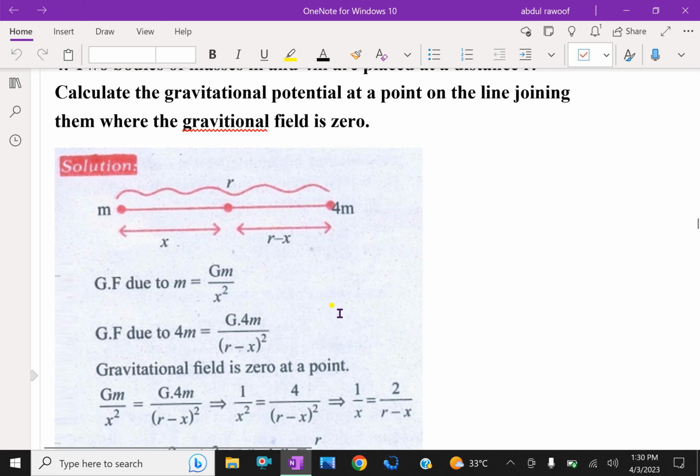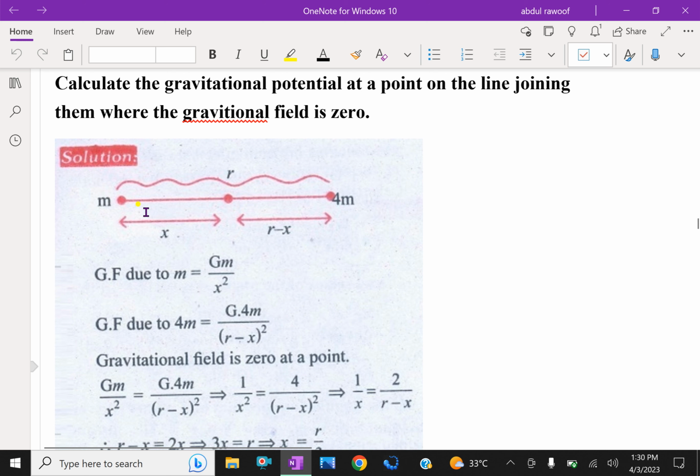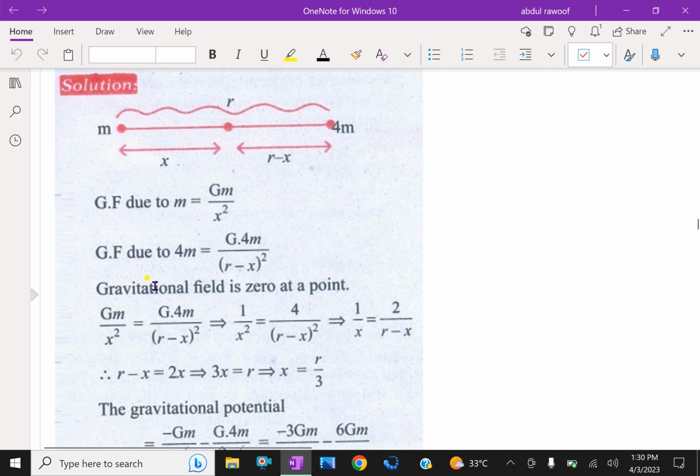Therefore, the gravitational force due to m is Gm by x square, gravitational constant into the mass of the first object divided by the distance square. Gravitational force due to 4m is G into 4m over r minus x whole square. The gravitational field is 0 at the given point, therefore both gravitational forces are equal. Means Gm by x square equals G into 4m over r minus x whole square. Canceling the equal parts, 1 over x square equals 4 over r minus x whole square.